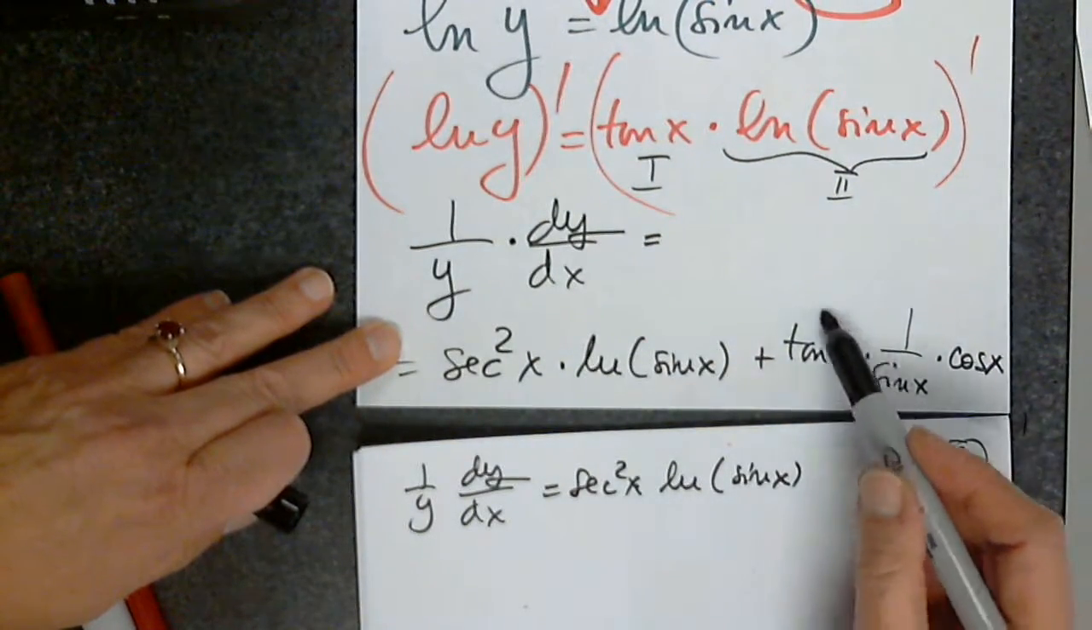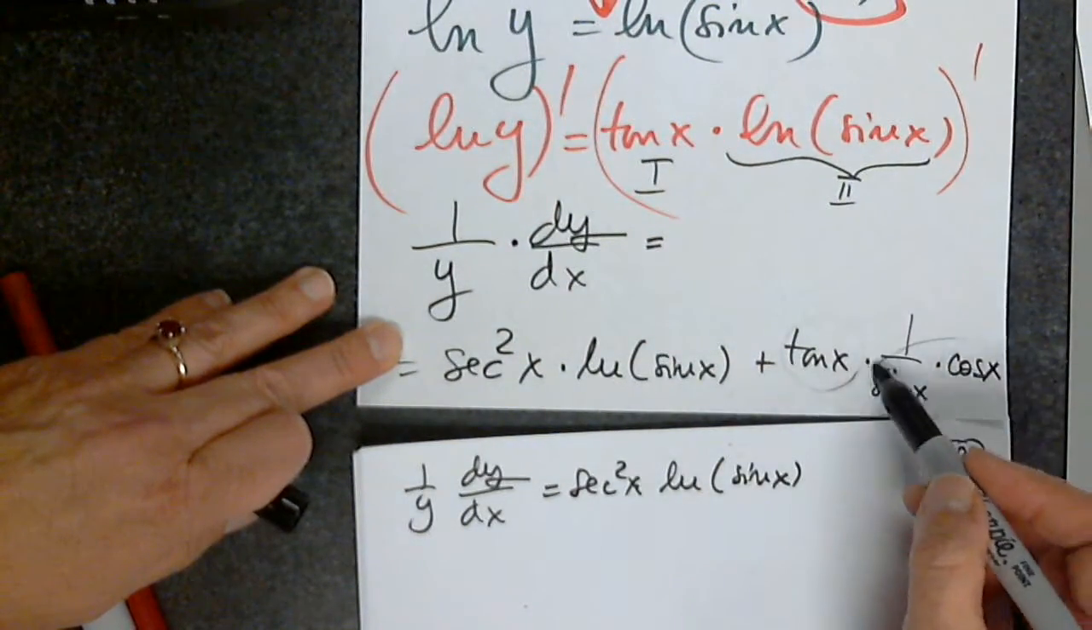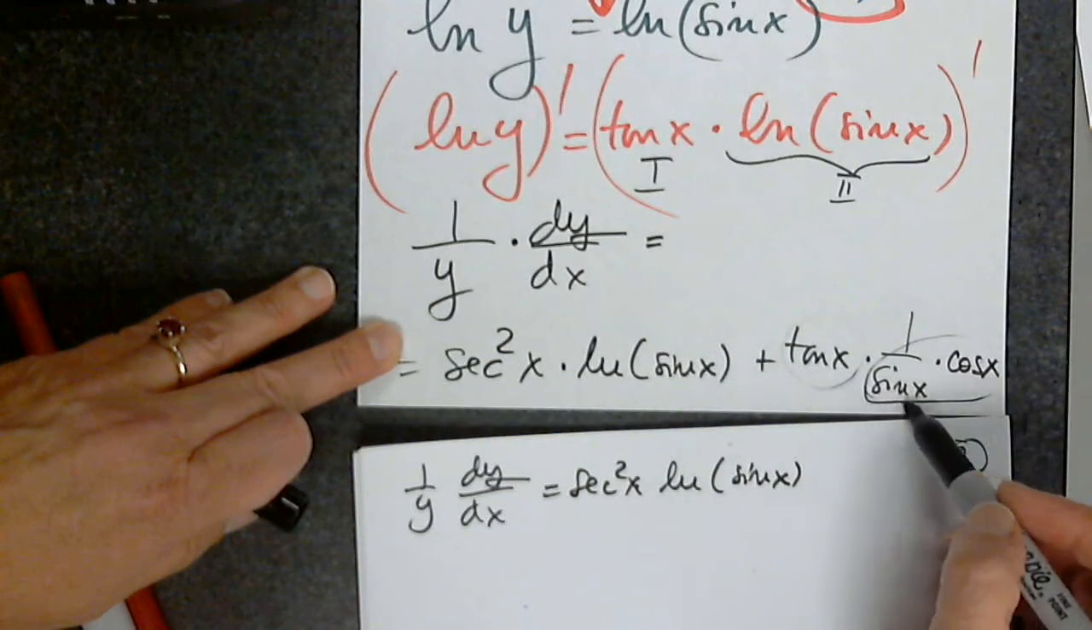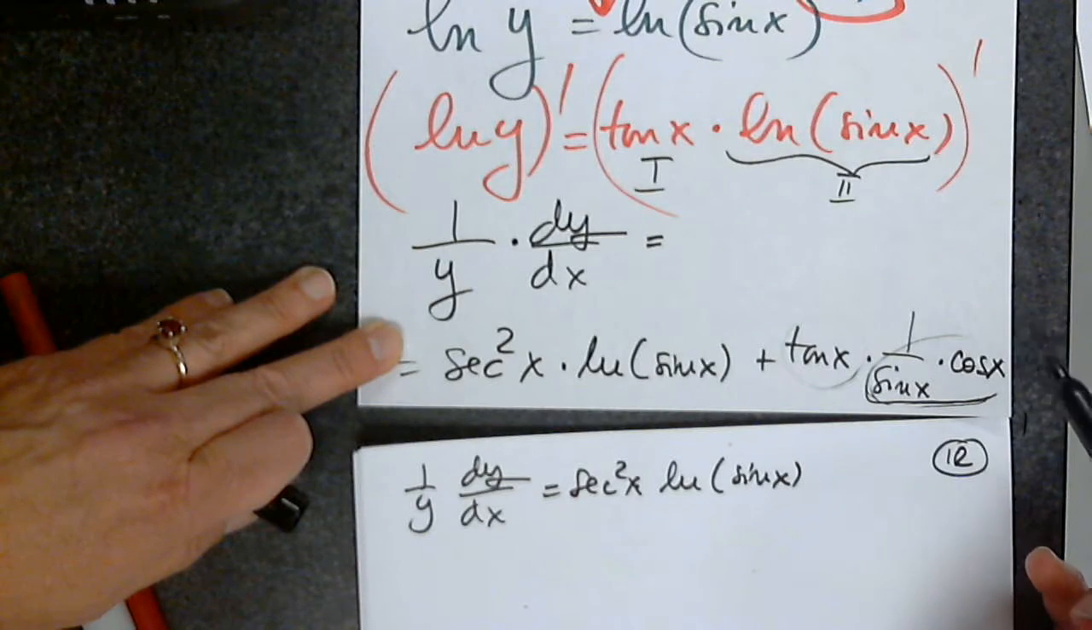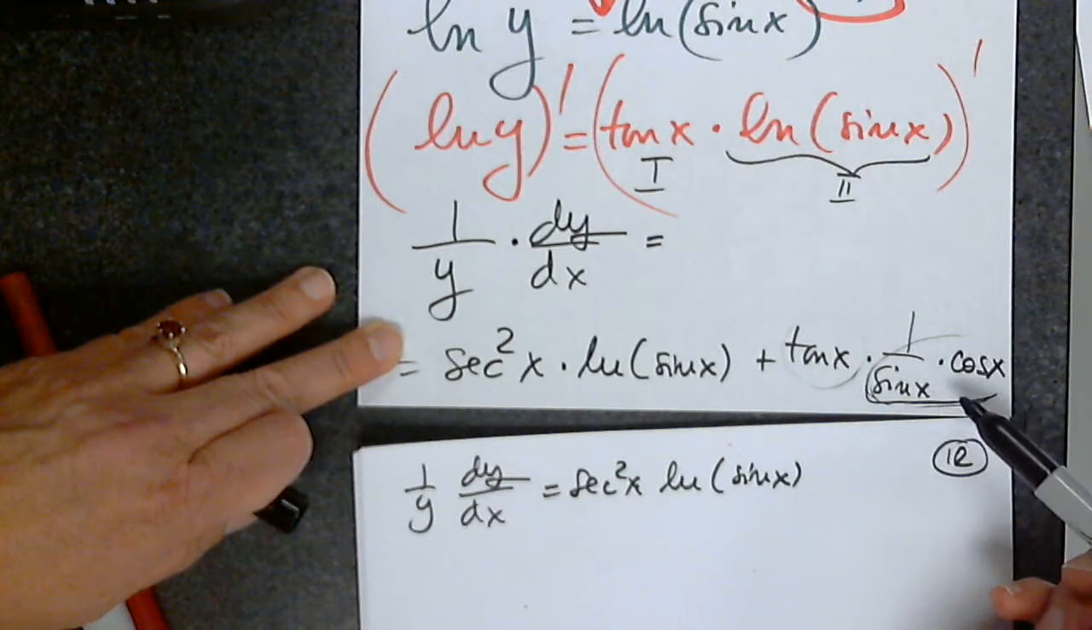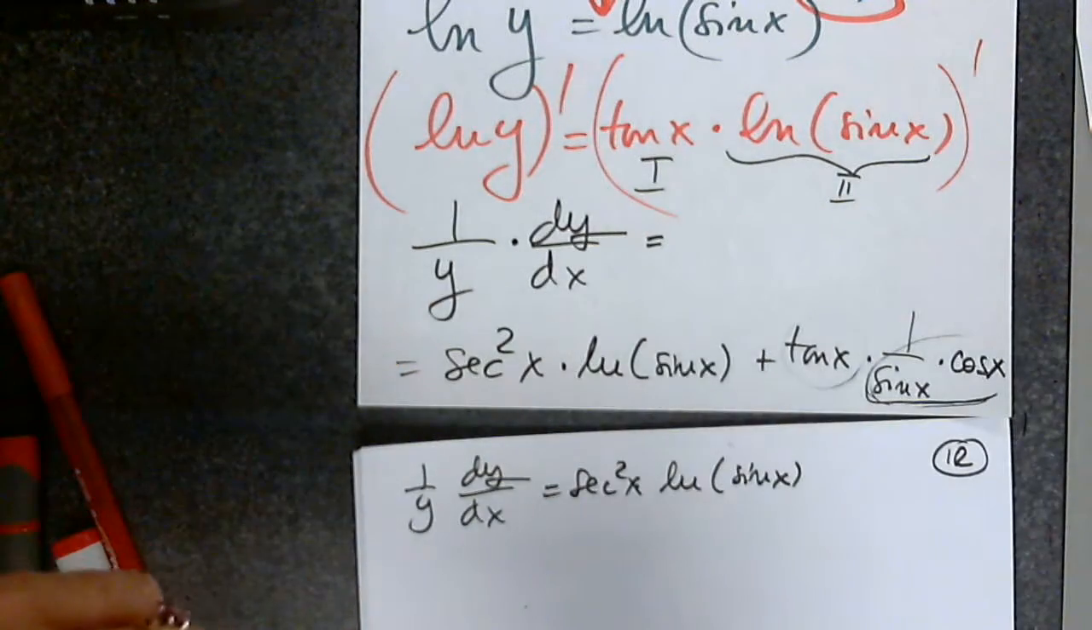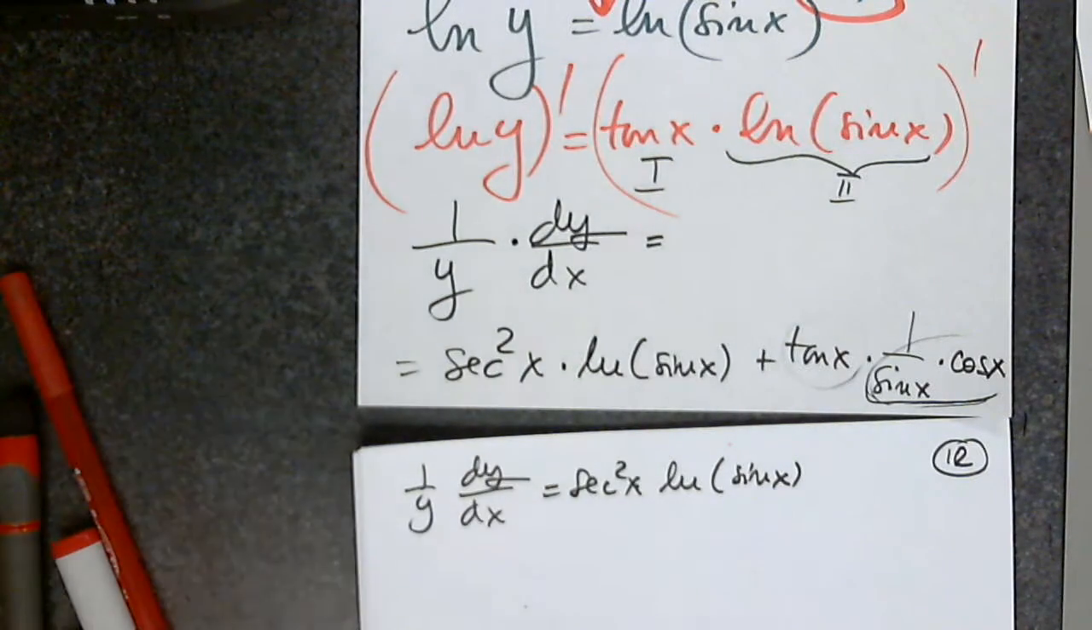So this is tangent. How much is this? It's cosine over sine. How do we call that? How much is tangent times cotangent? Tangent times cotangent. 1. Very good.